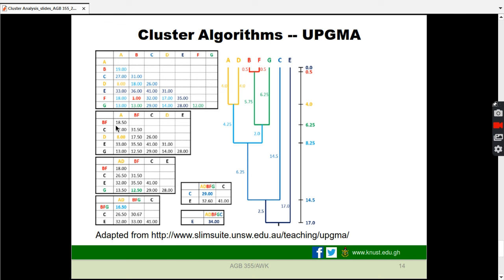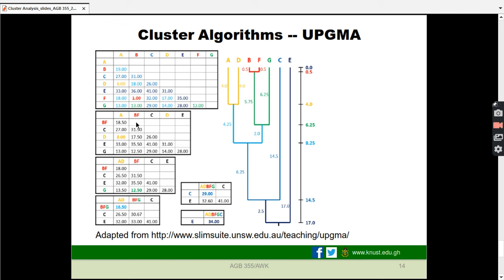So how did we get the 18.5 here? We come here, AB is 19, plus AF, 18, and you find the average, divided by 2, you get 18.5. The next one is AC, 27. Because it is not grouped, you just repeat the number there, 27. And the next one is BF and then C, 31.5.